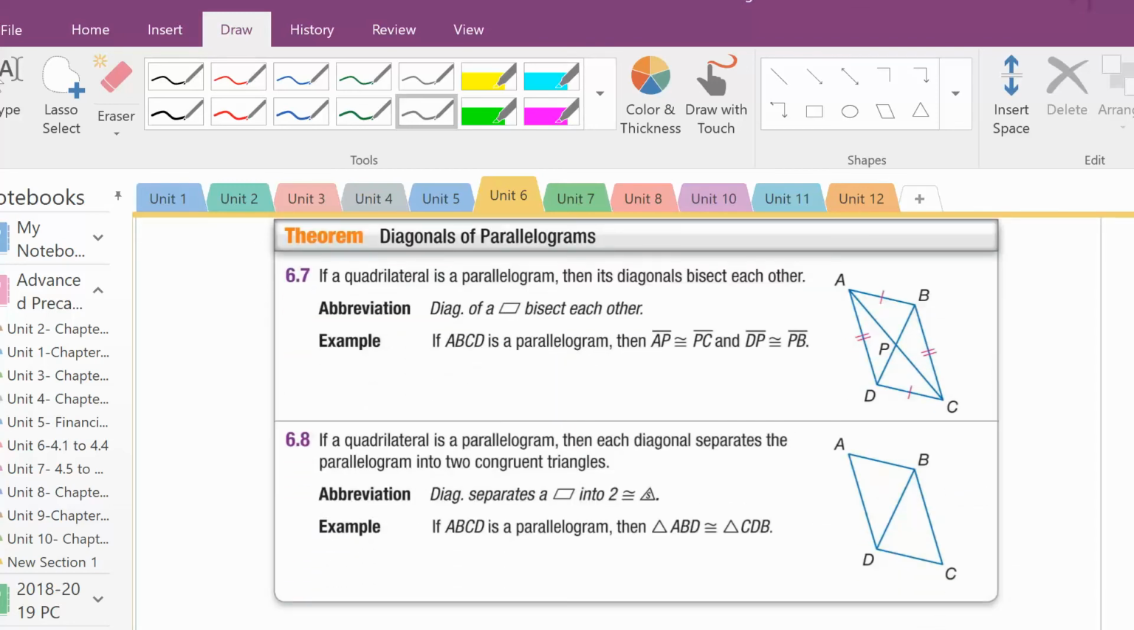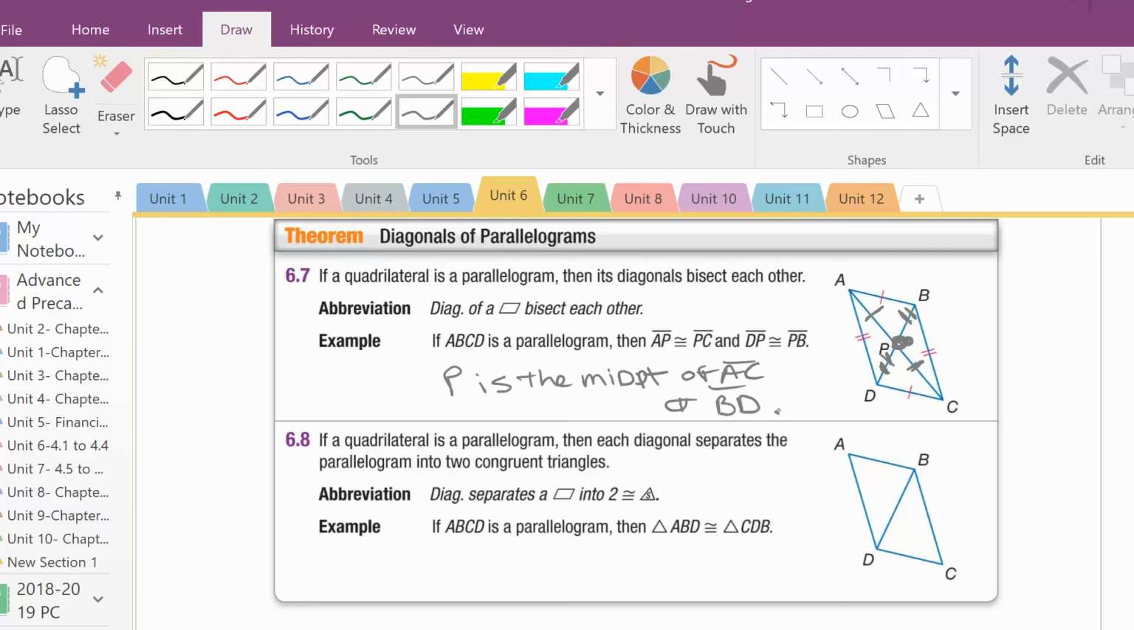Some other theorems for a parallelogram. If a quadrilateral is a parallelogram, then its diagonals bisect each other, meaning that this intersection point is the midpoint. So the diagonals bisect each other, meaning that AP is congruent to PC, and PB is congruent to PD. So that would be the midpoint of AC and BD.